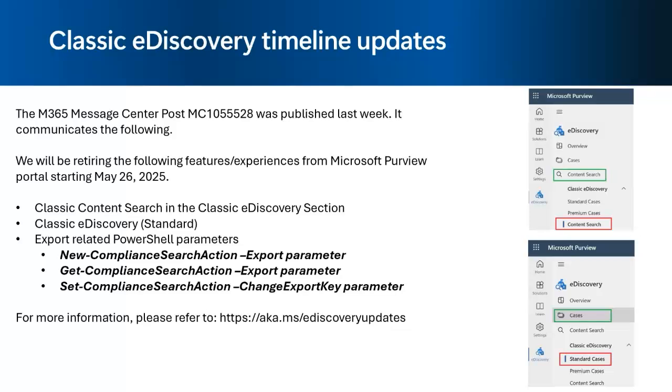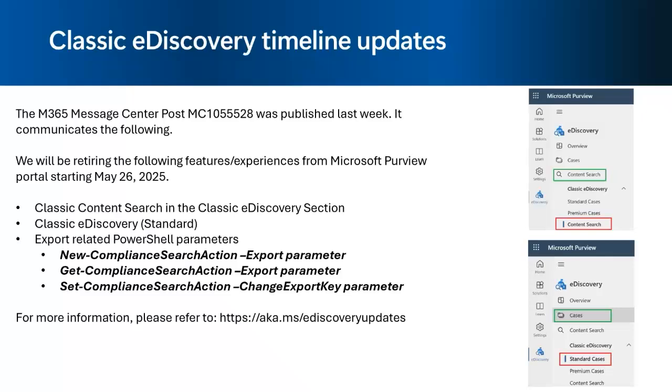We also will be retiring a couple of PowerShell parameters: the New-ComplianceSearchAction, Get, and the equivalent Get and Set cmdlets, all around the export parameter on those cmdlets. The thing to note is that eDiscovery Premium will still be visible in the classic experience after May 26th. That is still aligned towards the August dates. And other cmdlets, other than the ones listed there, will continue to be supported as well.